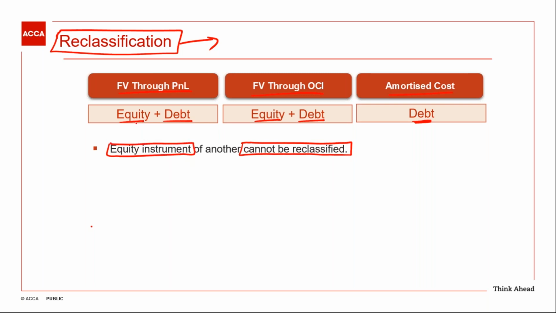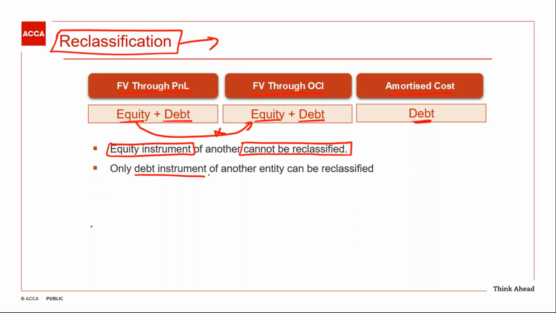So this means we cannot take the equity from P&L to OCI. This is not allowed. Once an equity instrument has been classified, we cannot reclassify that. This also means that only the debt instruments can be reclassified. So equity should be removed from over here. Now we are talking about the debt instruments only.